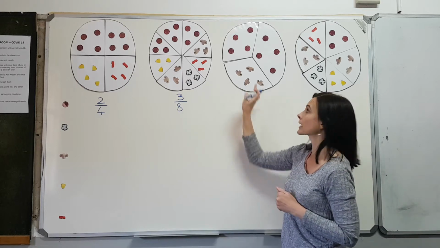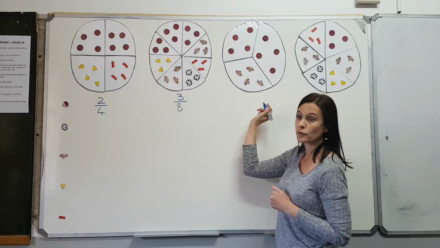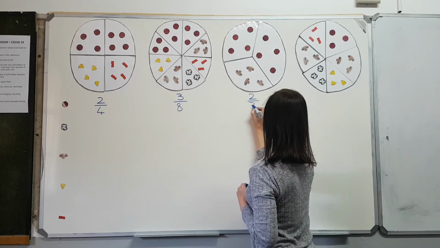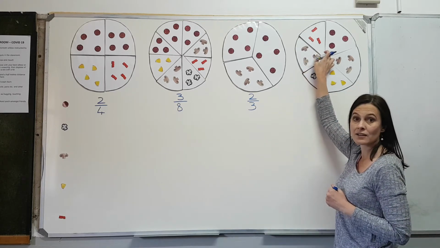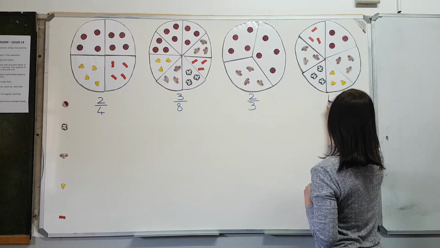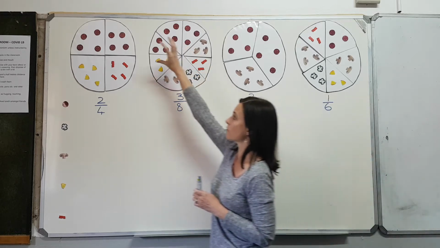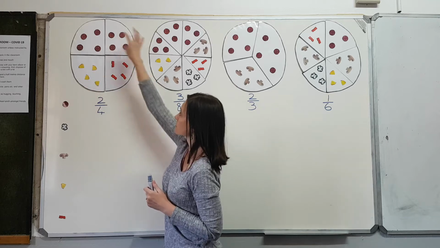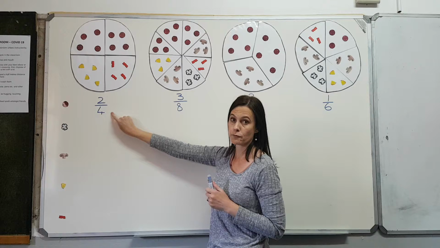The next one, I can count 2 of the 3 slices with pepperoni. Okay, and the last one, 1 slice. 1 of the 6 slices with pepperoni. So you have to look at how many slices have pepperoni. Of all the slices, there are 4, so 2 of the 4 slices have pepperoni.